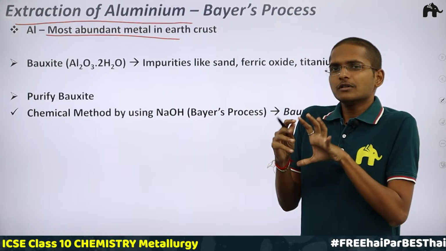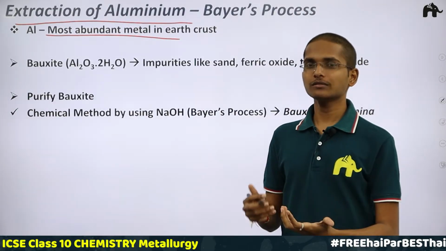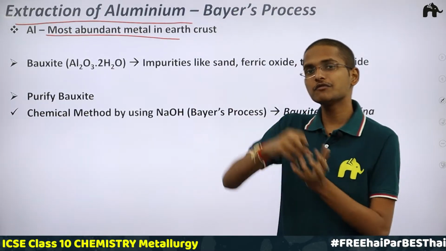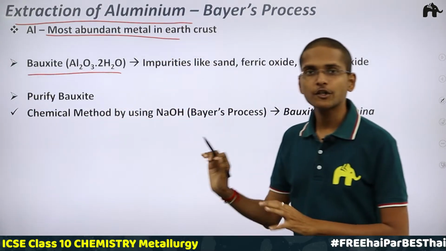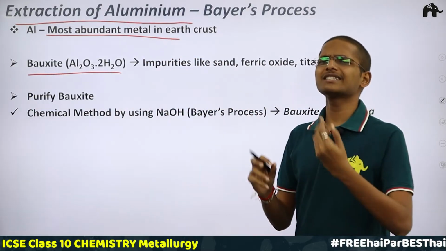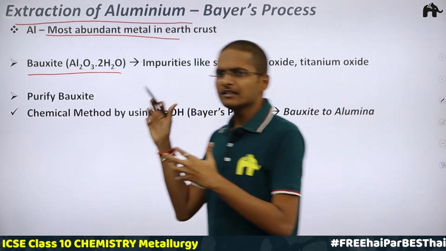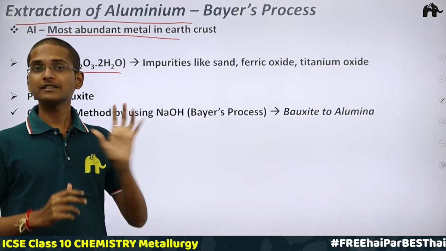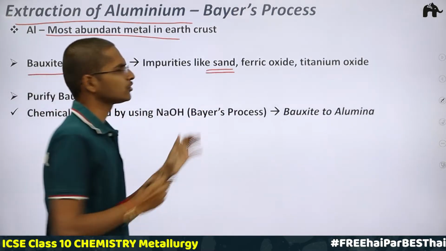Now we are going to extract aluminium in its pure form from its ore. Which ore? I have told you already: bauxite, the main ore from which we extract aluminium. Bauxite's formula is Al2O3.2H2O, but there is some problem with it. Bauxite has impurities, just like the earthly impurities we have seen, gangue and matrix. It also has earthly impurities like sand.